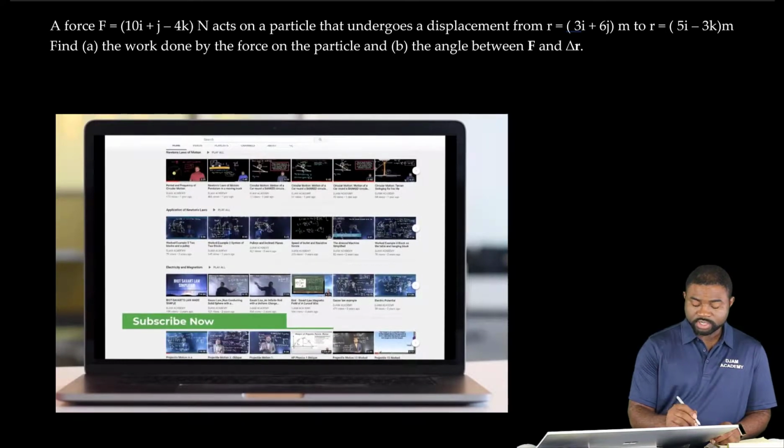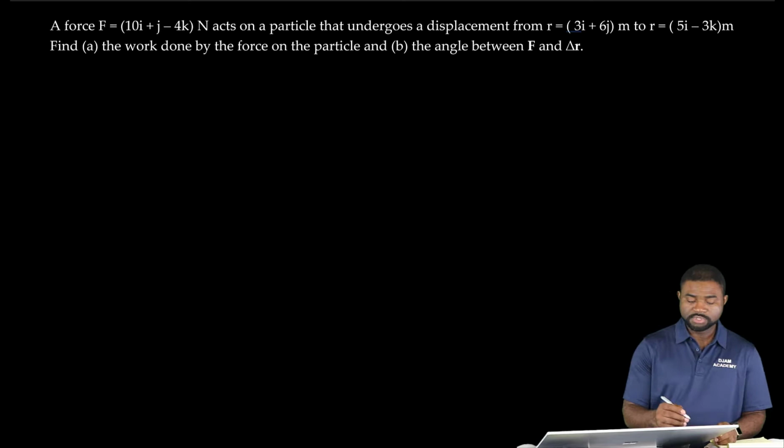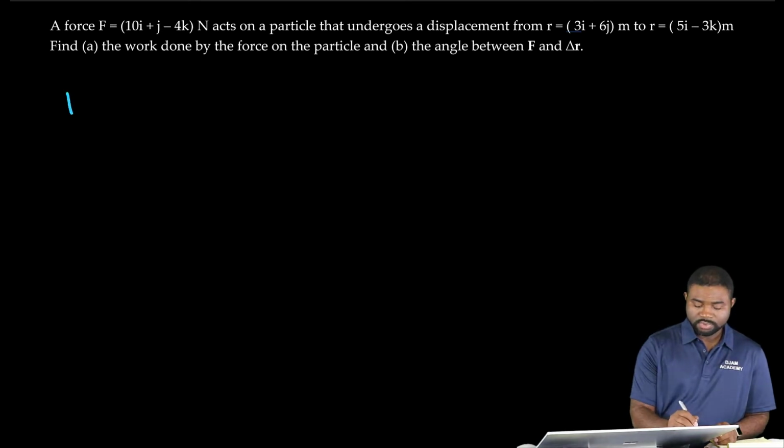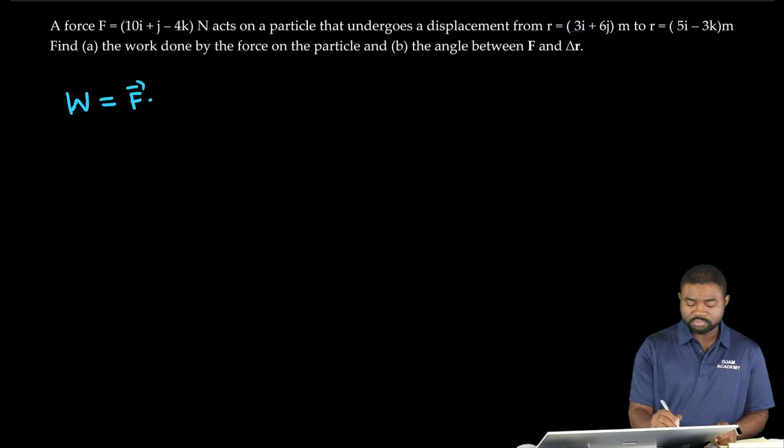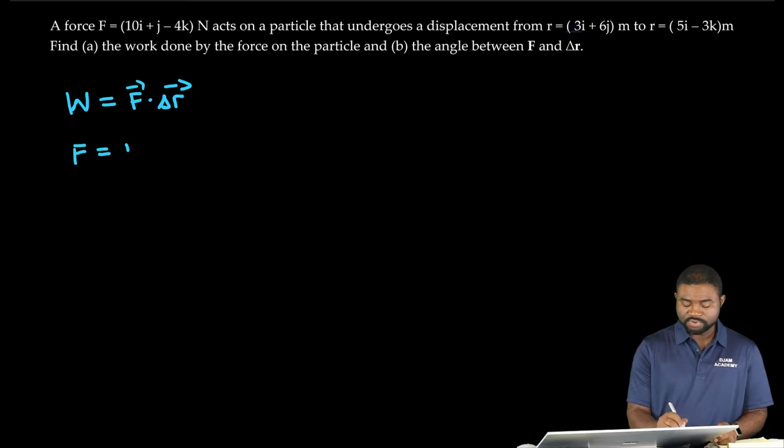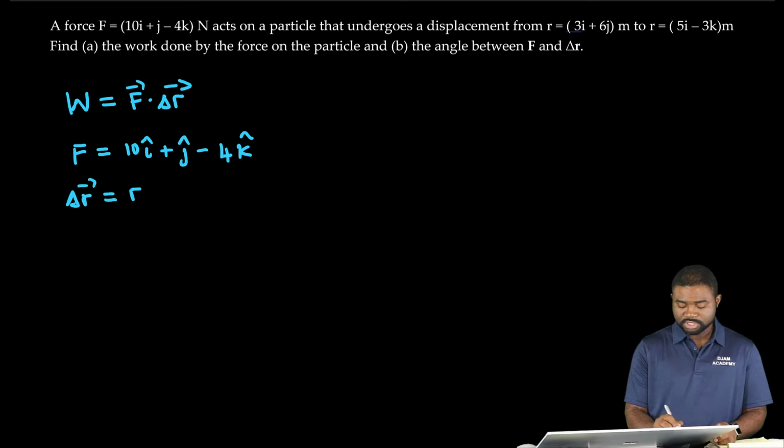Now, the work done. The work done, W, by a force F, is just the dot product of the force and the displacement. The force itself is given by 10i + j - 4k. Now, the displacement of the particle is just the final position minus the initial position.